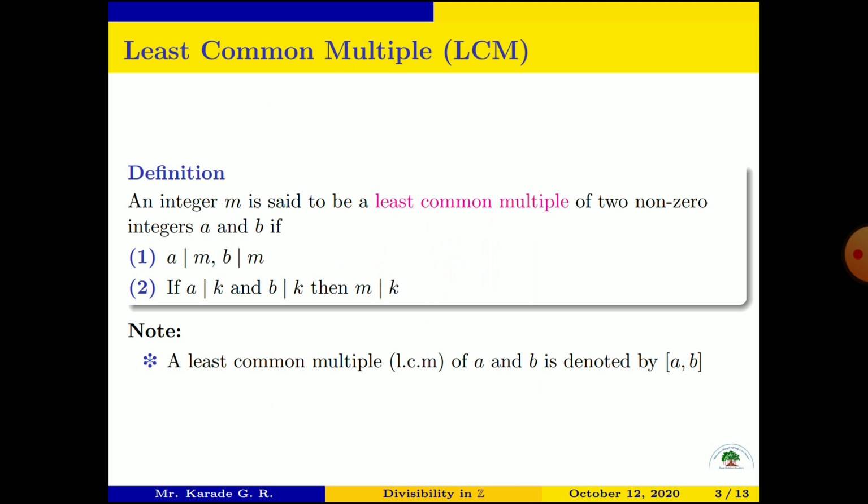An integer m is said to be a least common multiple of two non-zero integers a and b if there are two conditions. First condition is a divides m and b divides m, and second condition is if a divides k and b divides k, then m must divide k. So this is the very simple definition of least common multiple.